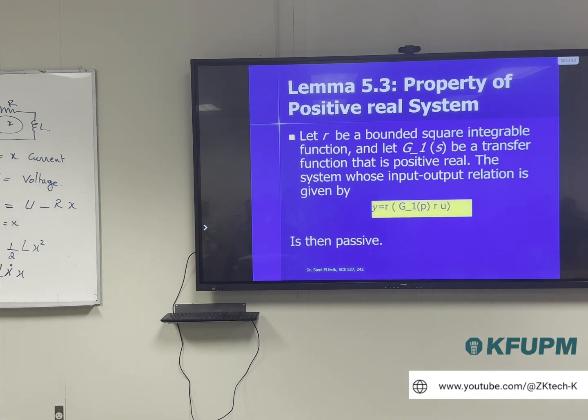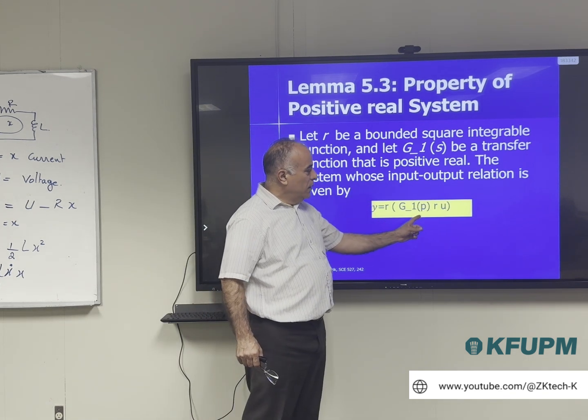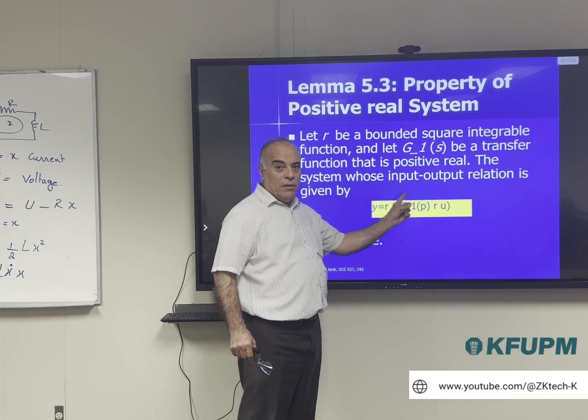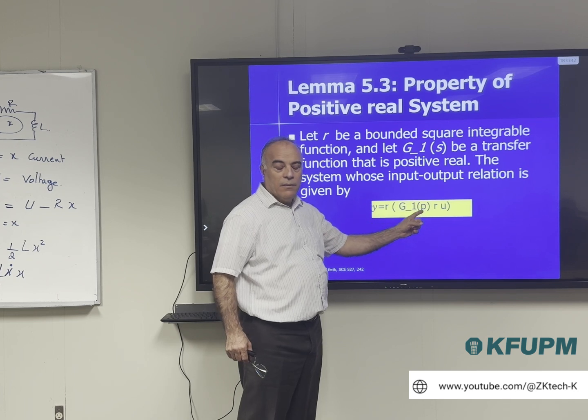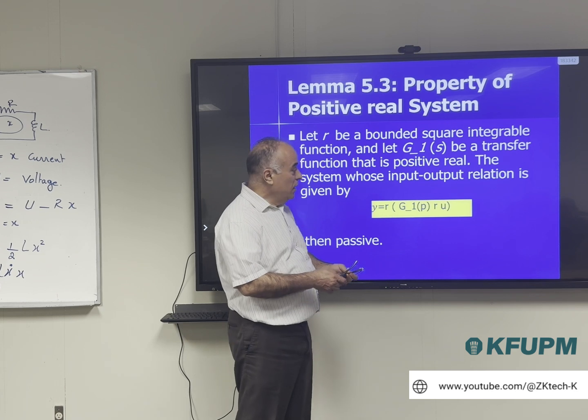So here what we say, this is Theorem 5.3, the property of positive real systems. R is a bounded square integrable function. This is your UC. R is your UC. Okay. Right? G1 is the transfer function that you have, which is your adaptation rule, gamma over s in our case. Right? Back again, G1 is this block.